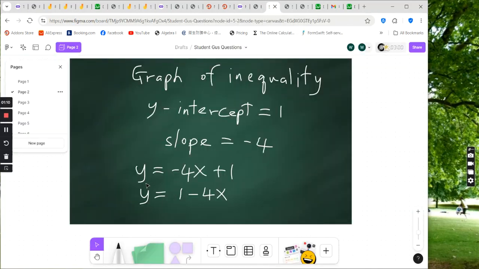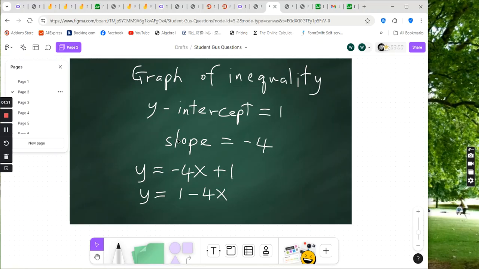And the equation for that dotted line using slope intercept form is y equals -4x plus 1. We can rewrite this as y equals 1 minus 4x. So that's the equation of the dotted line.